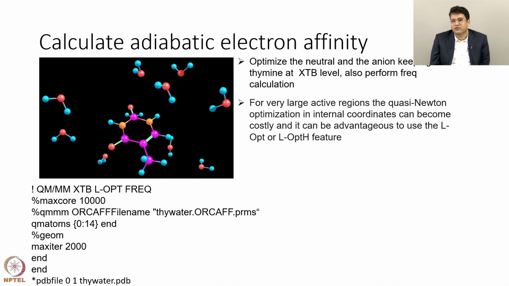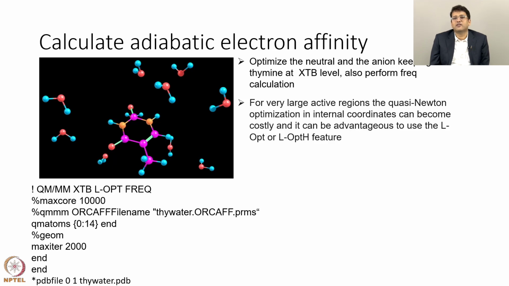They are very efficient and get optimized quickly, but the problem is that when the size of the active region is very high, like the place you want to optimize, the quasi-Newton optimization in internal coordinates can become very costly. It's heavily memory requiring, it can take a lot of time, and sometimes generating these internal coordinates actually takes much more time than doing an energy or a gradient calculation.